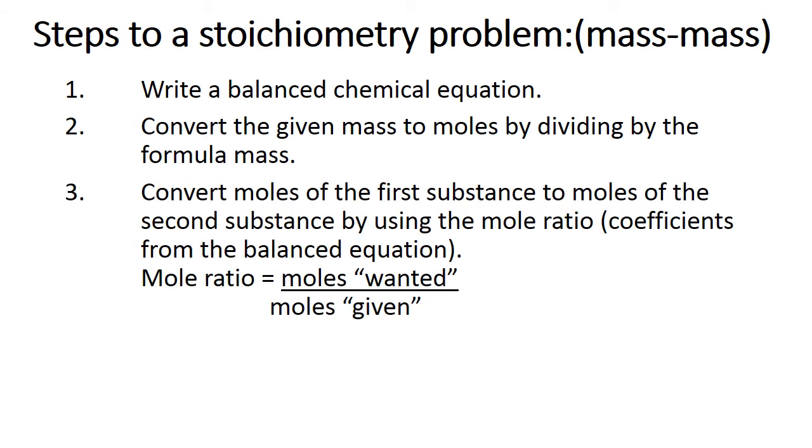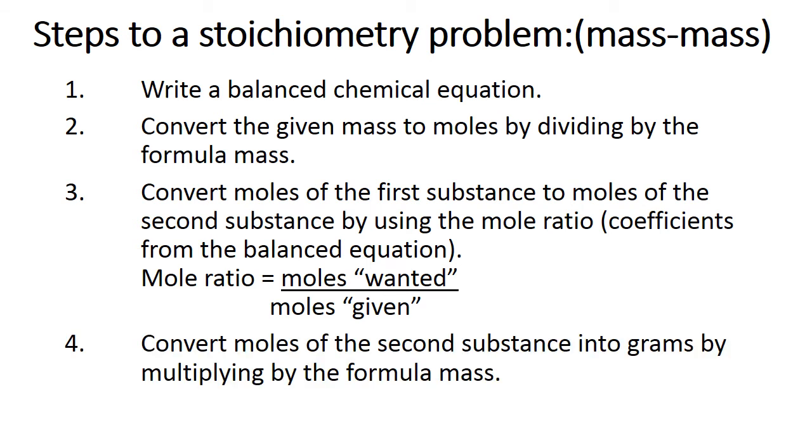Then we're going to convert moles of the first substance to moles of the second substance. And we do that by using the mole ratio from the balanced equation. That is a coefficient from the balanced equation. And as I said before, the mole ratio is in terms of moles of what is wanted, our unknown amount, over moles of what is given. So that's how we form our mole ratio. And then we're going to convert our moles of the second substance into grams by multiplying by that formula mass.